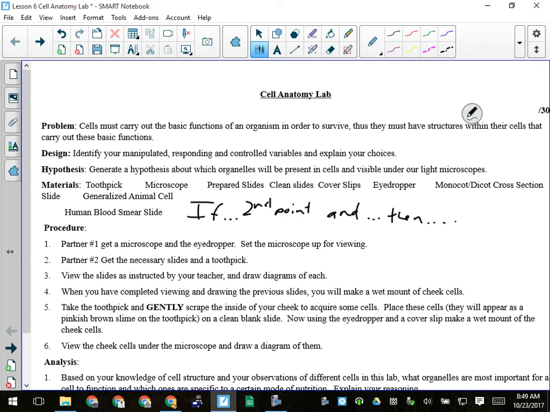All right, go back to the problem for the then part as well. They must have certain structures within their cells. Maybe which ones, and maybe why? That would be an important thing to write in the then part. As you can see, I'm giving you less and less here all the time, kind of weaning you off having me do it for you.